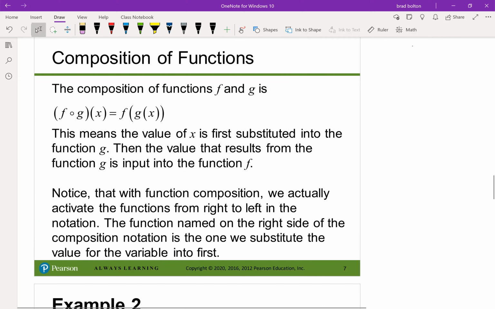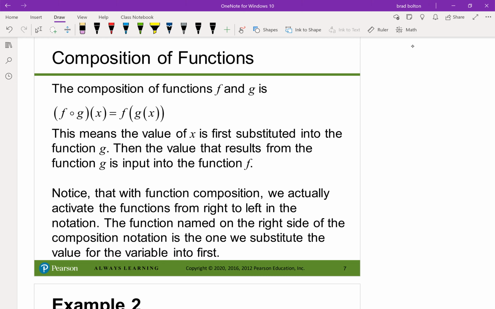So the composition of functions f and g is written like this. This is the notation you will see. You'll see this little open circle right here. That does not mean multiply. That means f composed with g. Okay, and I prefer writing it like this. You'll see it like this, and then I'll instantly translate it when I go to do the work into f of g of x. I like that much better than saying f composed with g of x.